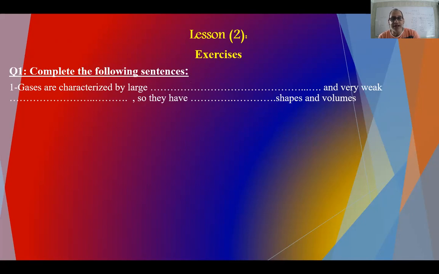Gases are characterized by large dot and very weak dot, so they have dot shapes and volume. Gases are characterized by large what? Let's consider that gas consists of molecules, which consist of atoms. The most important characters of molecules are the intermolecular spaces and intermolecular forces. When we say large, it couldn't be the force. It must be the space.